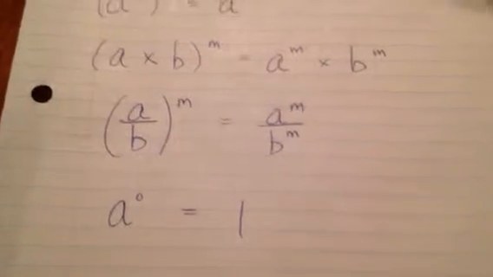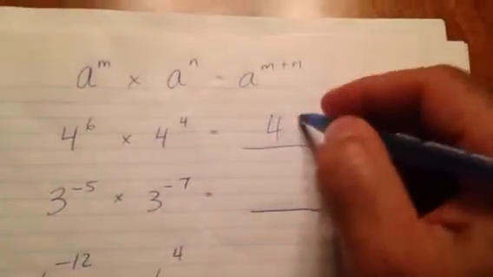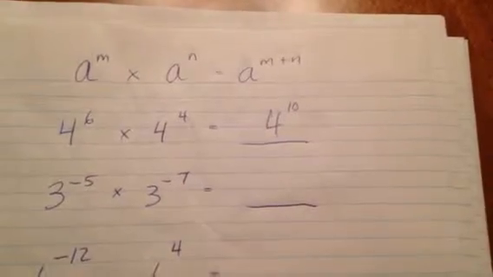Okay, so very quickly, let's look at the very first law, which is the one we showed you was this one, a to the m times a to the n equals a to the m plus n. So keep the base, add the exponents. Keep the 4 as a base, and you will add the 6 and 4, so it's 4 to the power of 10. How simple is that? Keep the base, add the exponents.